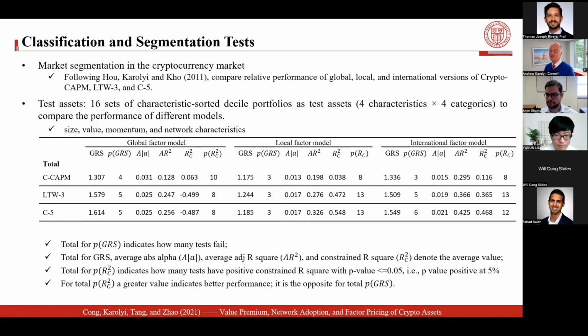I'm not going to lie to Will, Bin, and Wei. This is my favorite table because it's where we actually run a horse race for 3 models: the Crypto CAPM, the LTW1, and the C5 that are sort of our favorites now. We convert them into 3 different forms each: a global model where the factors are built from the entire universe, a local model where the factors are rebuilt but only locally within each of the respective 4 subcategories of tokens, and then an international version. You have to go read Ho, Karolyi, and Co to understand what this means.